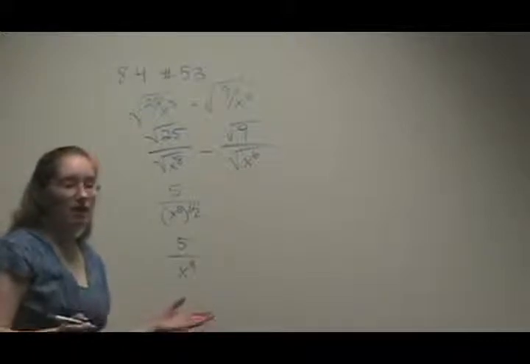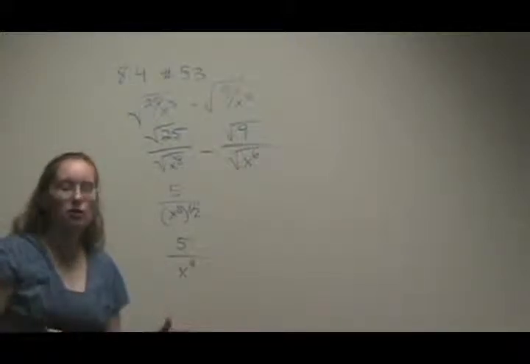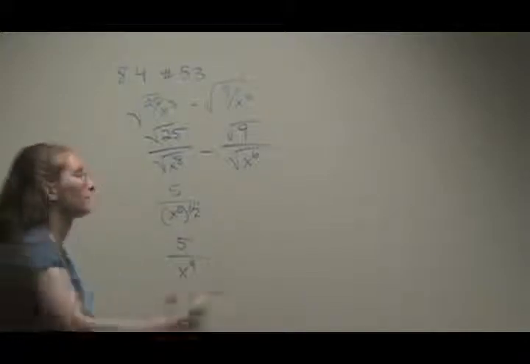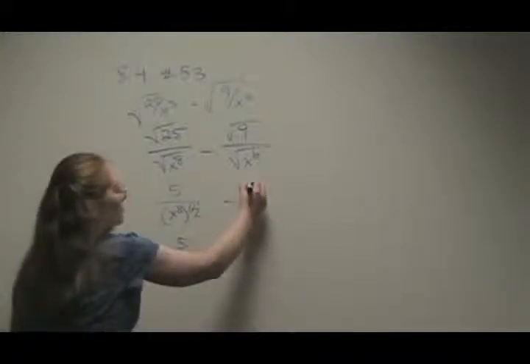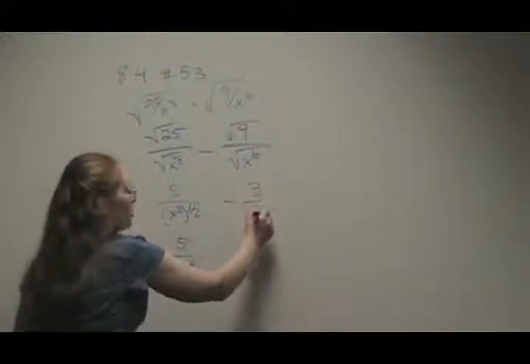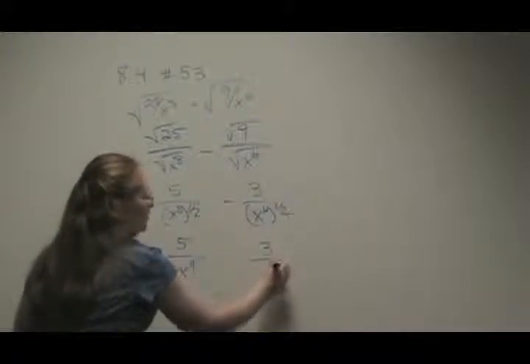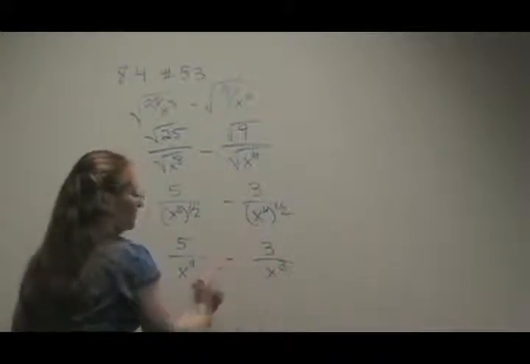You might be able to do that in your head. You might need to take both steps. If you need to take the extra step to be sure, take the time and do it. There's nothing wrong with that. Over here, I'm going to do the same thing. 3, just the square root of 9, over x to the 6th times 1/2, which comes down to x to the 3rd.